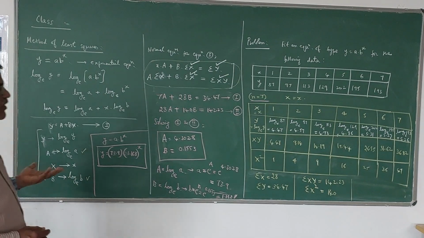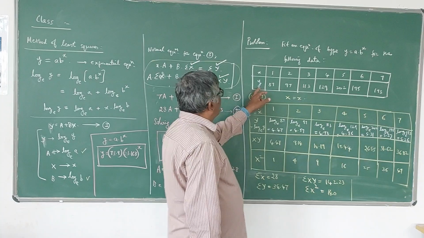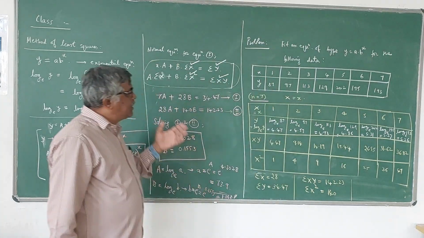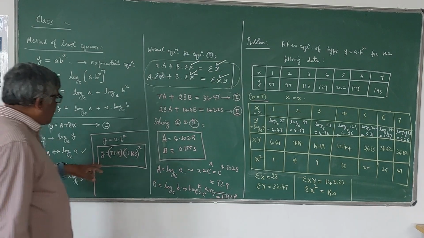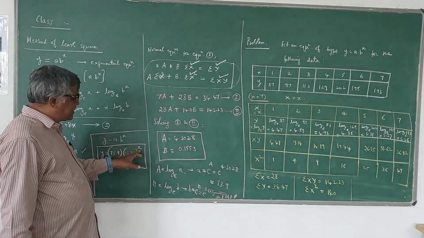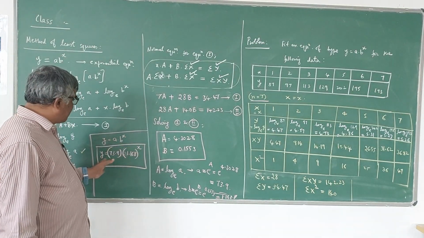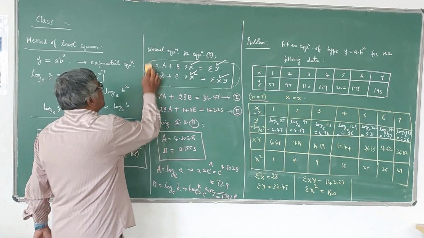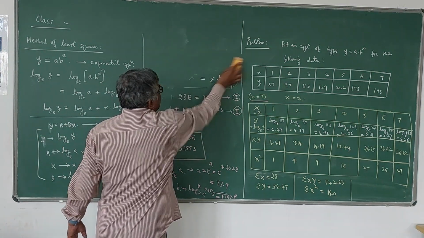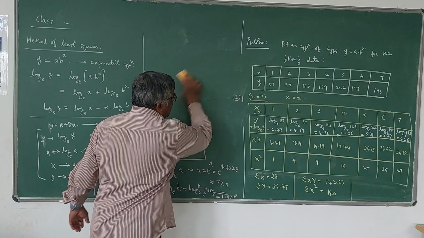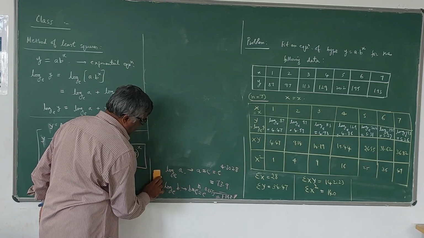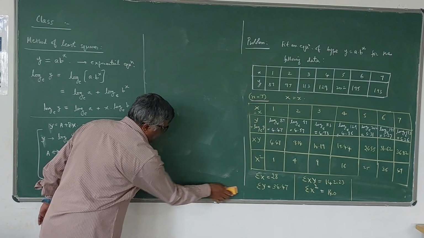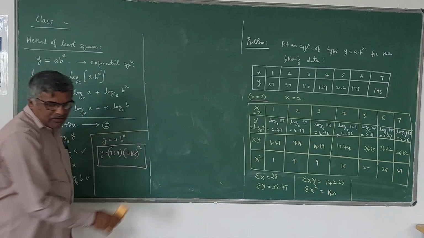Suppose they ask the value of y for any other value of x, maybe x is equal to 8 or 10. Just put the value of that x here, so you can get the corresponding value of y. After getting the equation, for any other value of x which is not there in the table, you can always find the value of y using that equation which we have got.